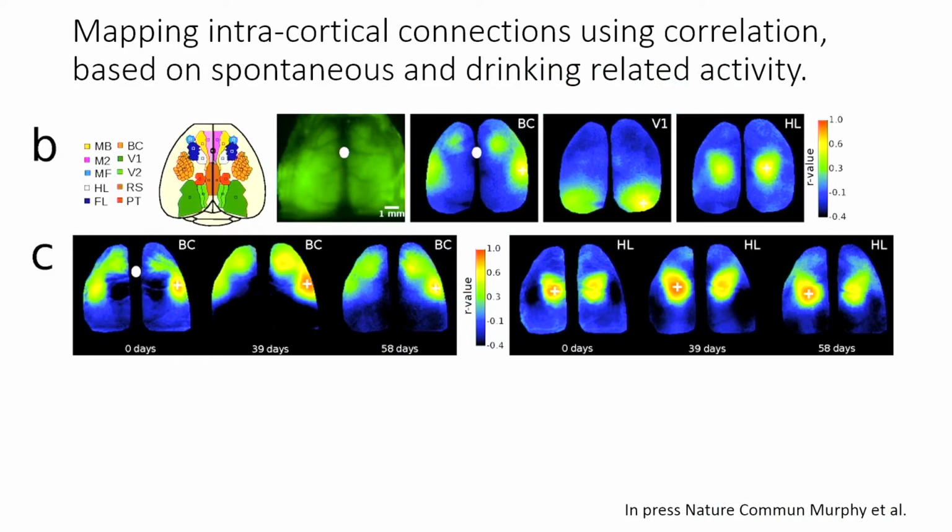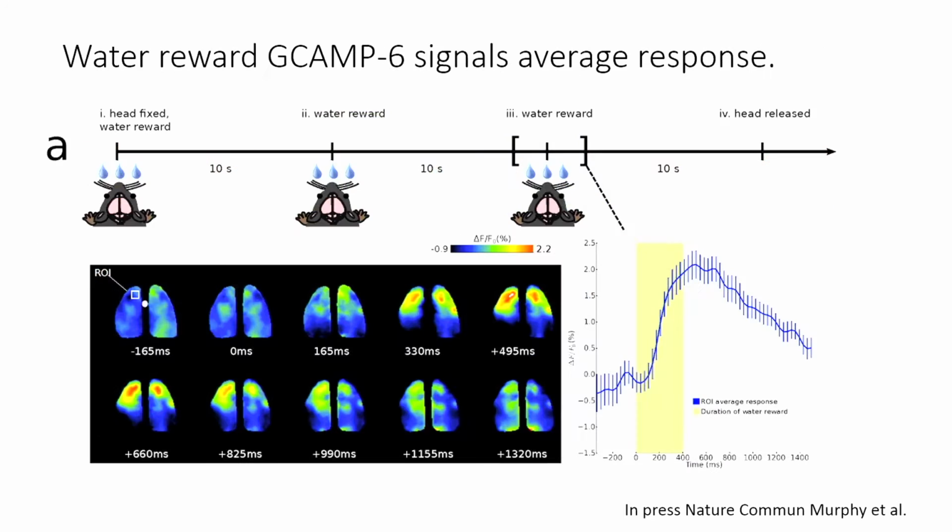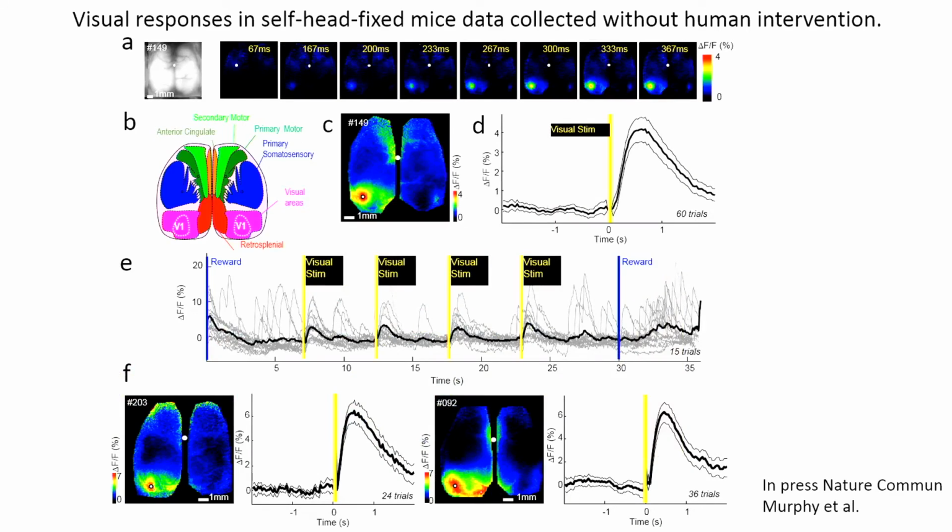So you can do this type of imaging here over 60 days approximately, and this is using correlation to define relationships between the barrel cortex and motor cortex, which are fairly stable. This is hind limb. This is a water reward response here in the anterior areas implicated in the tongue by Karel Svoboda and others. And these are visual responses.